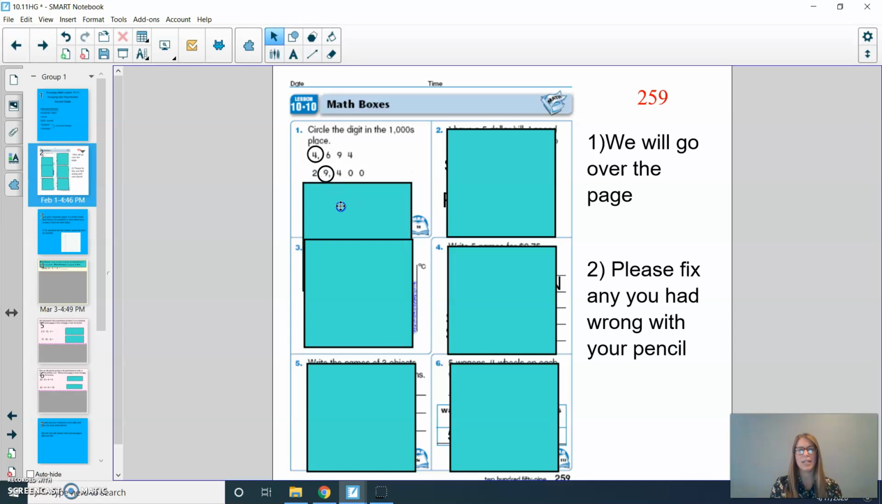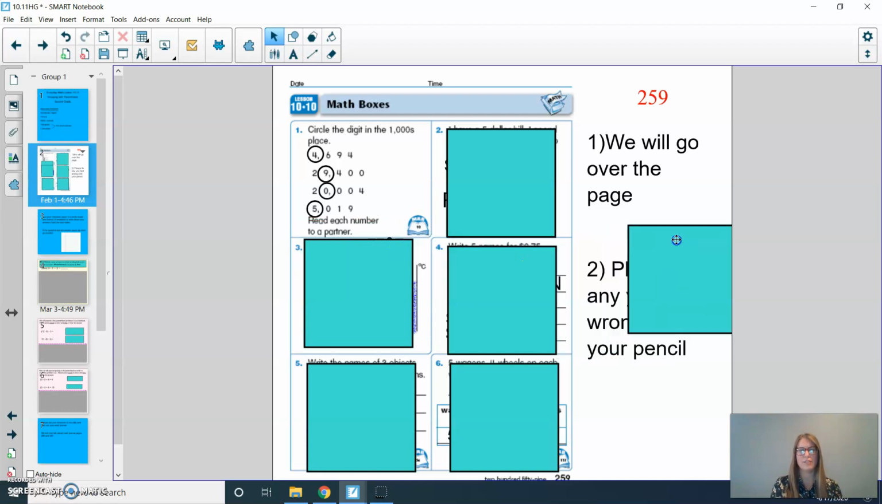In the number 29,400, you should have circled the 9. In the number 20,004, you should have circled the 0 that is right next to the 2. In the number 5,019, you should have circled the 5.